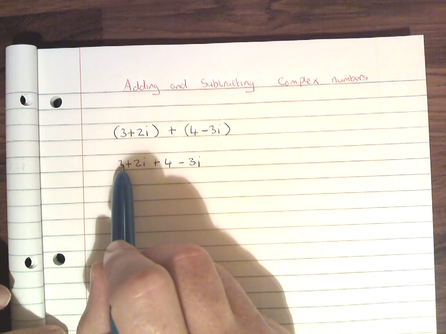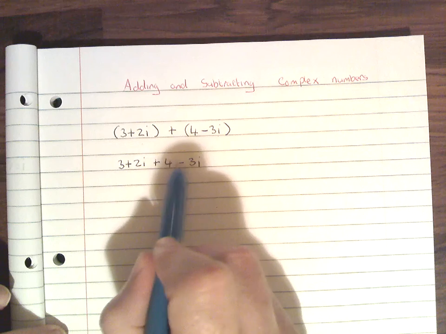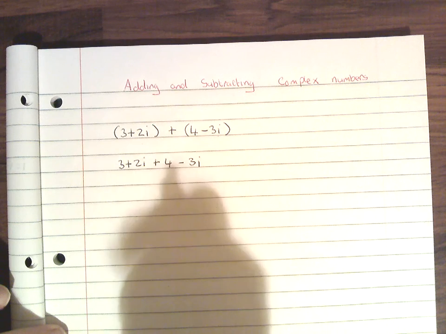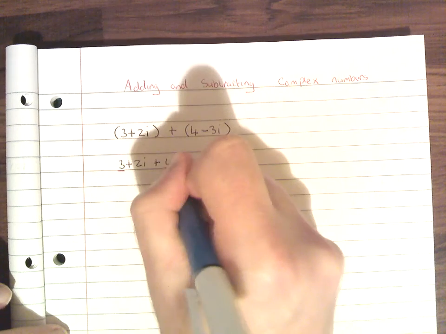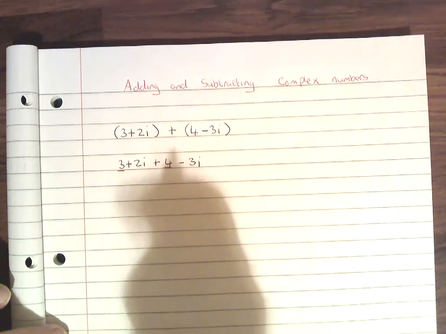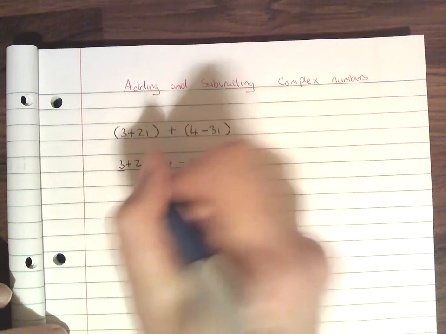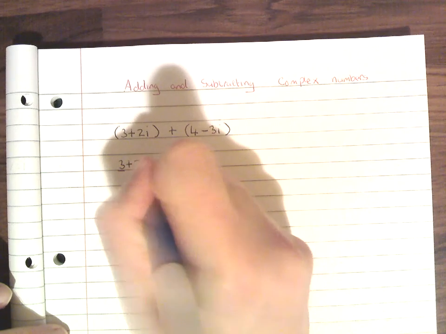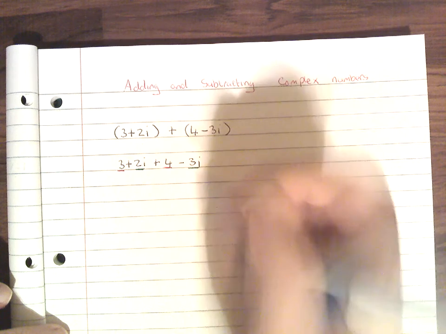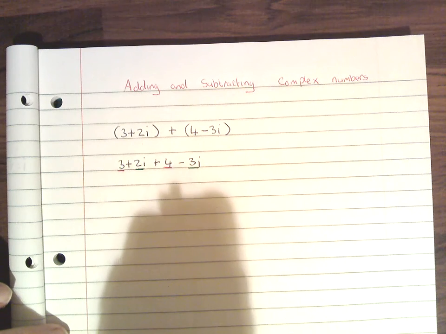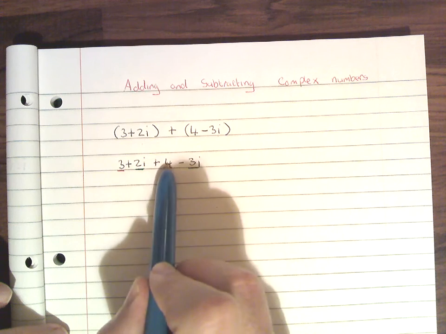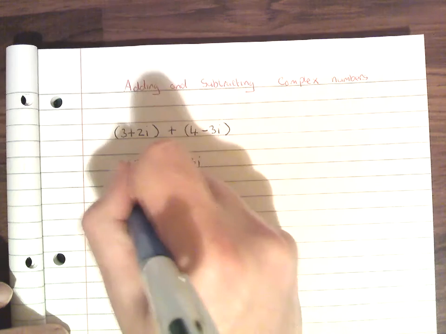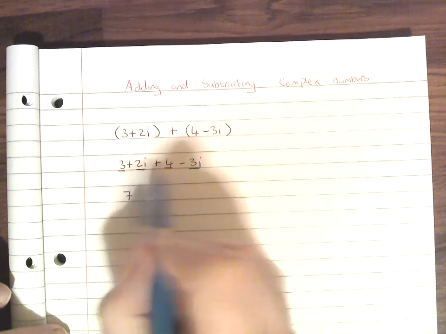So for example, we can just add the real parts. Okay, so just to underline, these in red are the real parts, so these numbers here, and then just in green, these are the imaginary parts. So we can work with them. So if we take, for example, 3 plus 4, that's just going to be equal to 7. So we've just added these two up.